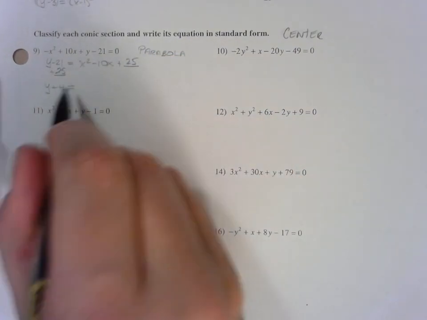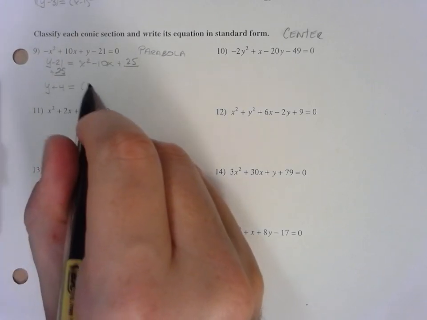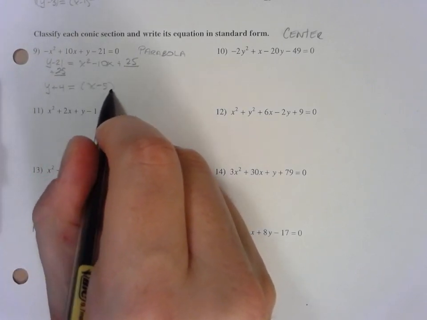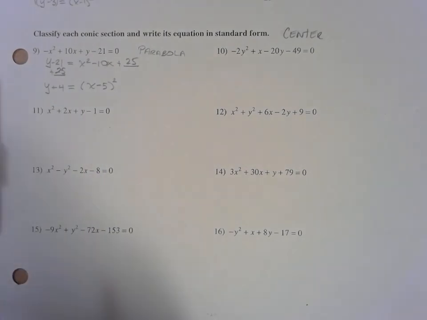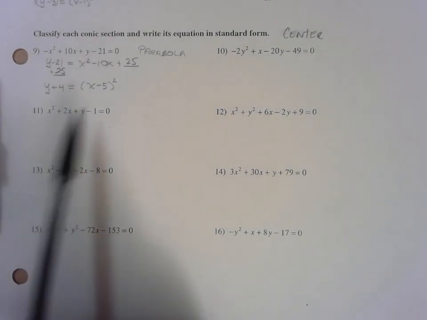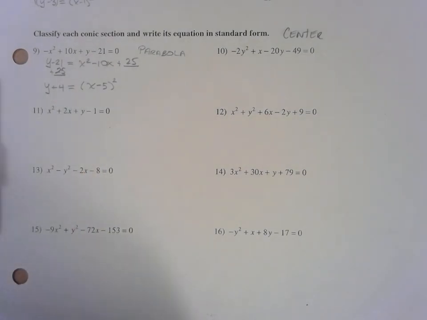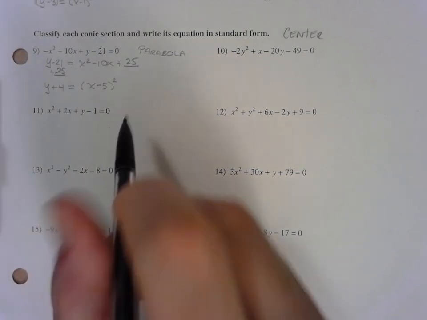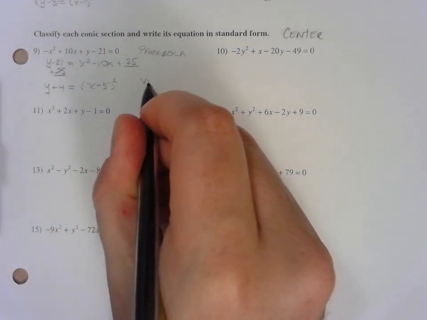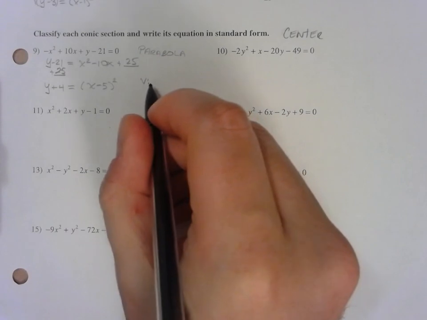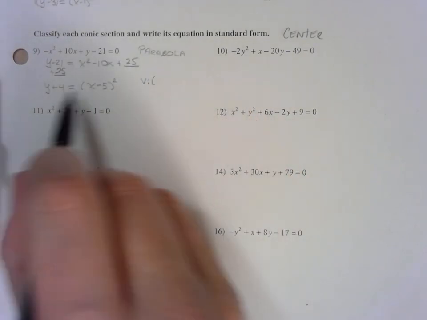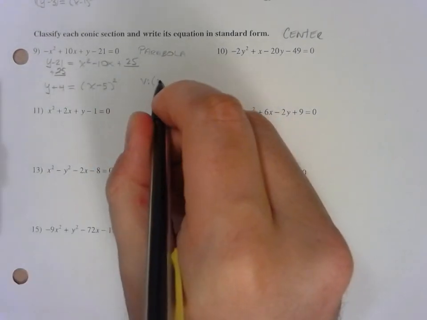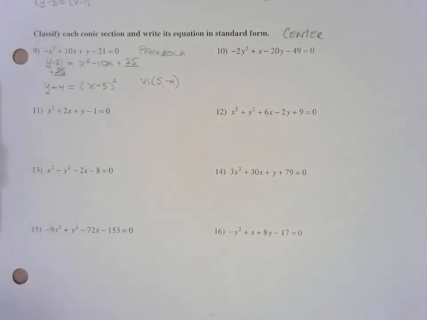The quantity y plus 4 is equal to the quantity x minus 5 squared. This is our equation for a parabola. Where's the center of this parabola? Now, parabolas don't have centers. What they do have is a vertex. The vertex is the center of this parabola, and the vertex would have coordinates of positive 5 and negative 4. That first one is done.